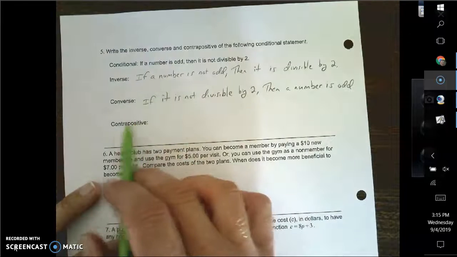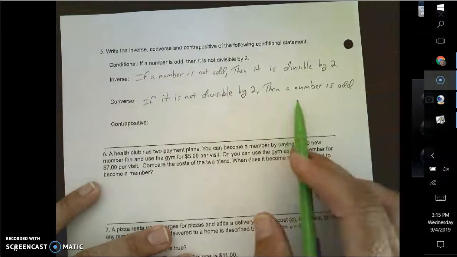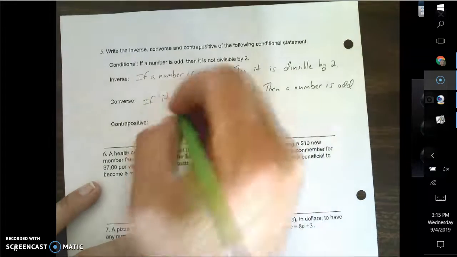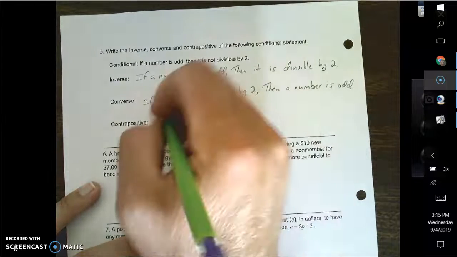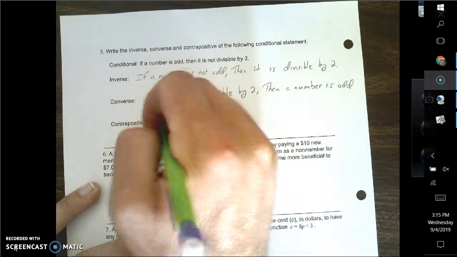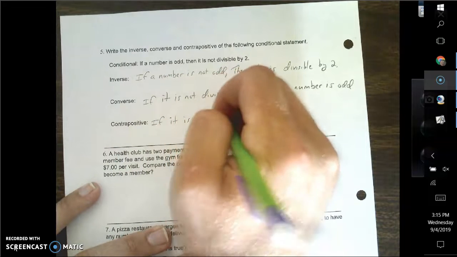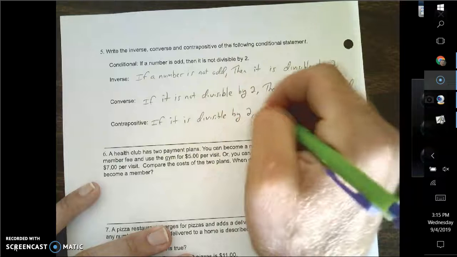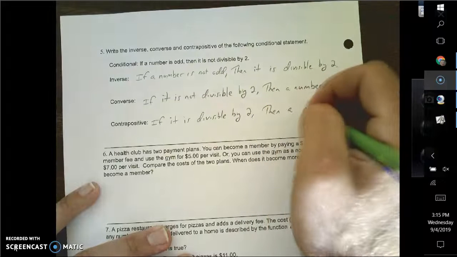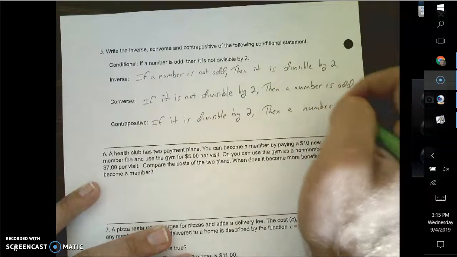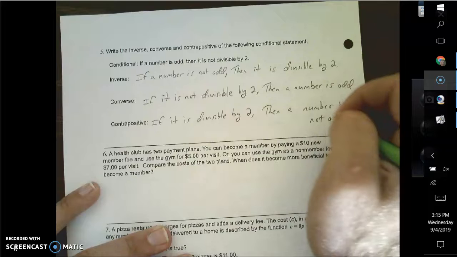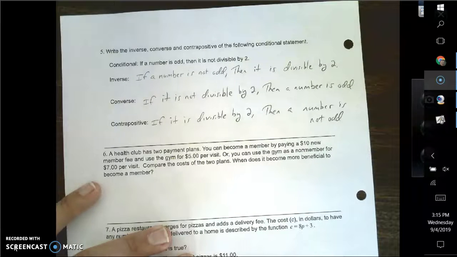Lastly, contrapositive is we're going to negate the converse. So since it says if it is not divisible by 2, we're going to negate that. If it is divisible by 2, then a number is not odd. Okay? Very cool.